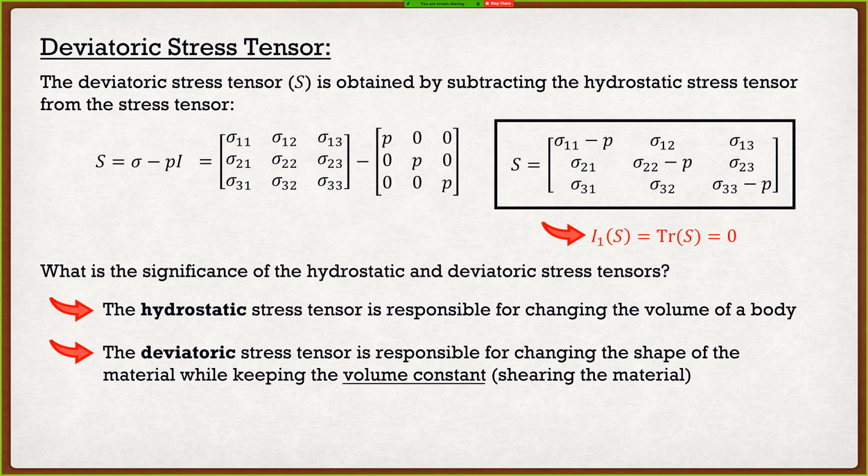The deviatoric stress tensor is responsible for changing the shape of the material while keeping the volume constant, or shearing the material. Now, as you guys are going to see later on when we start talking about plasticity, this deviatoric stress tensor is going to be one of the most important stress tensors out there, really.